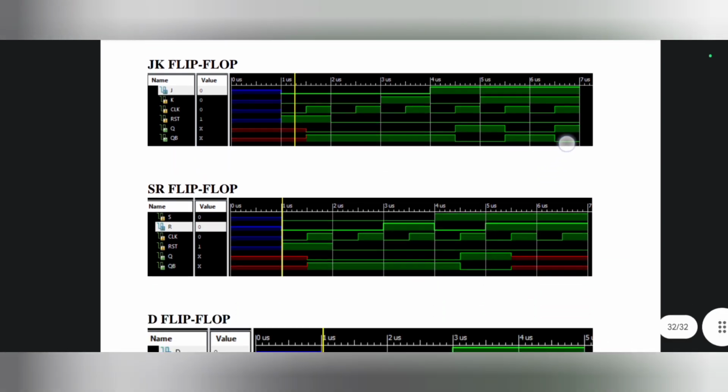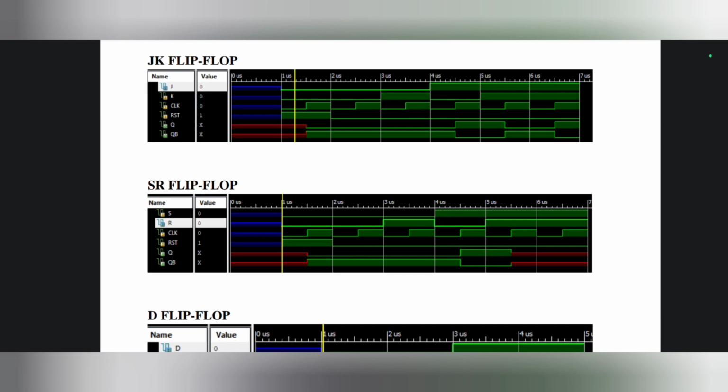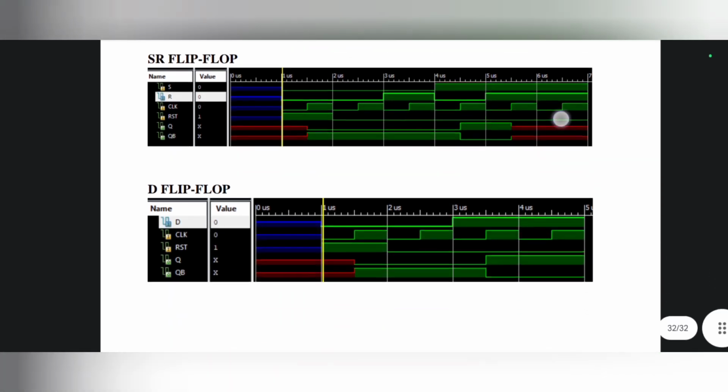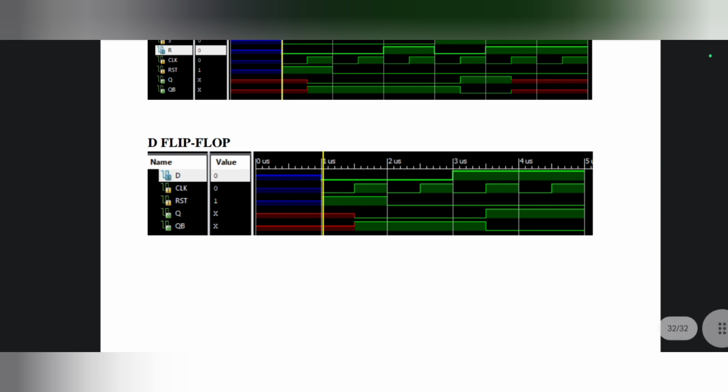In the same way, for the SR flip-flop, here they gave S value 0 and R value 0 and clock value 0. Then the Q value and QB value are also don't care. In the same way for the D flip-flop, if they give D value 0 and clock value 0, the output Q and QB are don't care. So this is already solved by us by solving the truth table.